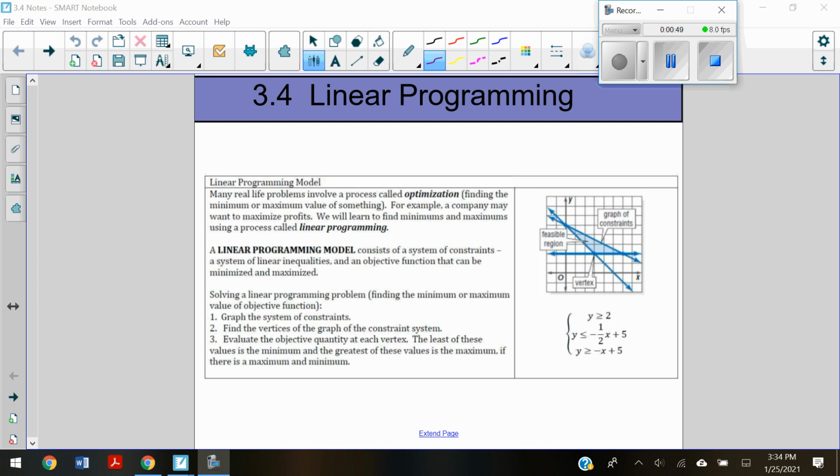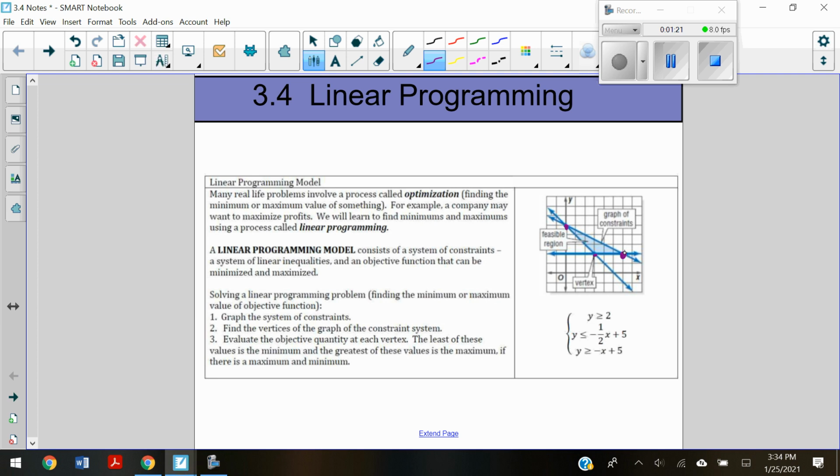So really our steps are: one, graph the system of constraints. So graph those inequalities. That's like what we did in 3.3. Two, find the vertices of the graph of the constraints. Those are the points of intersection, and that's like what we did in our last problem in our notes in 3.3. And then three is evaluating the objective. We plug each of the vertices into that objective function, and that's going to get us our maximum or minimum value.